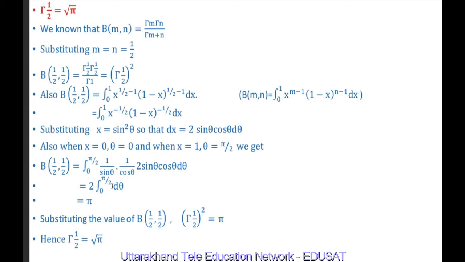Integration of this is theta. Limits are from 0 to pi by 2. So pi by 2 minus 0, so 2 into pi by 2 minus 0 is pi. So this value is pi.